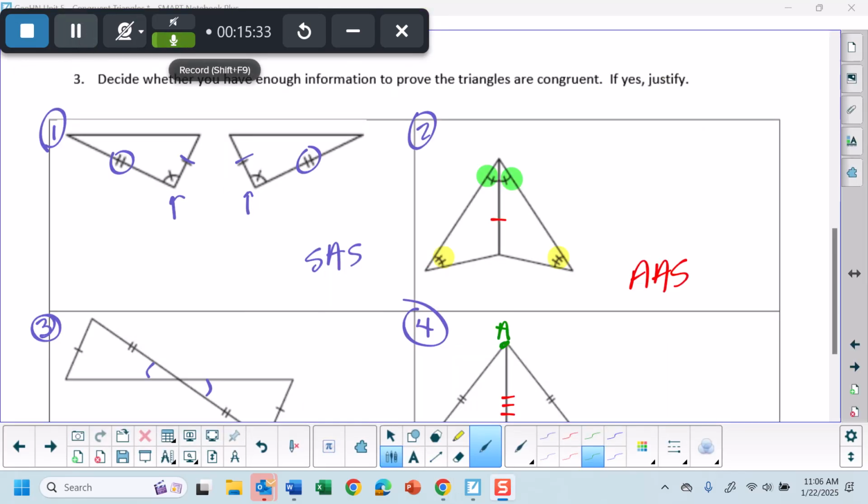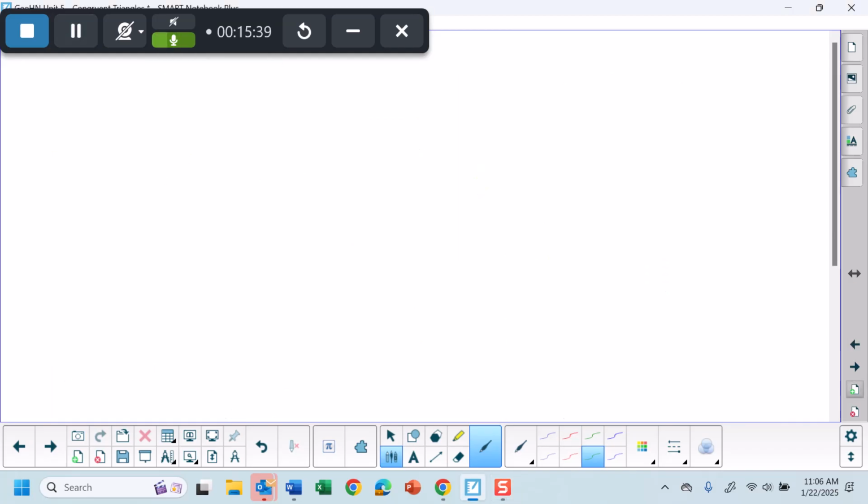Eyes up here. The one that was the most missed was this picture. And I want to take the time to talk about it because a lot of you missed the corresponding angles.